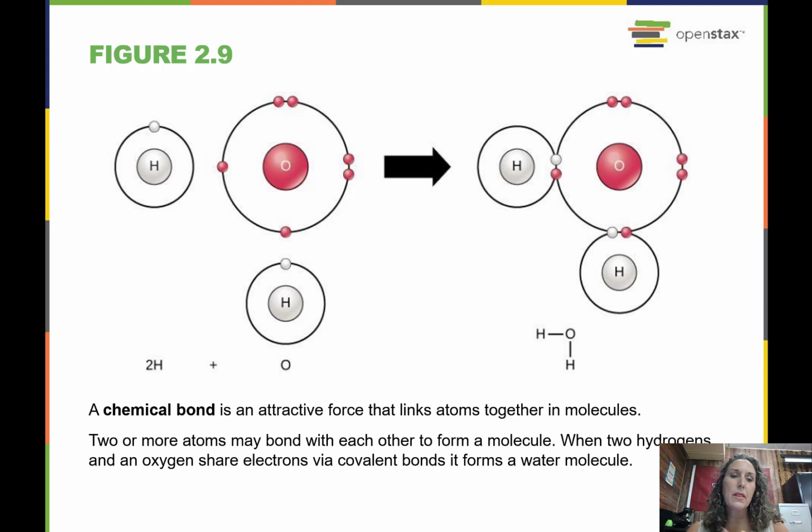All right, so last time we talked about how elements that did not have a full outer shell were looking to fill their outer shell with other elements. And when they do that, they form a chemical bond, which is a force that links atoms together. All right, when we take two or more atoms and put them together, we form a molecule.